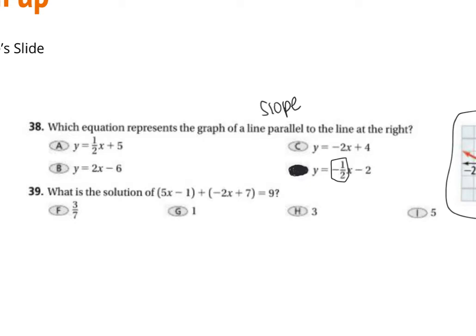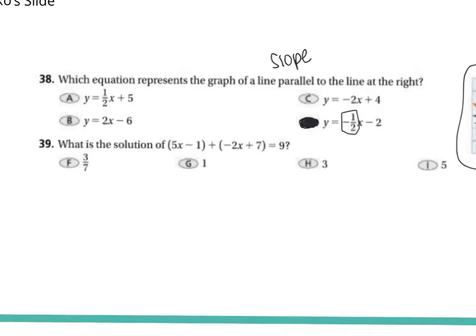Inside the parentheses, can we solve what's inside the parentheses? Can we add 5x minus 1? No. Can we add -2x and 7? Why not? They're not like terms. Very good. One has an x and the other one does not. So what we're going to do is just get rid of those parentheses. So let's rewrite this as just 5x minus 1 plus this. There's like an imaginary one that gets distributed, but since it's positive, it just leaves it the same. So plus -2x plus 7 equals 9.